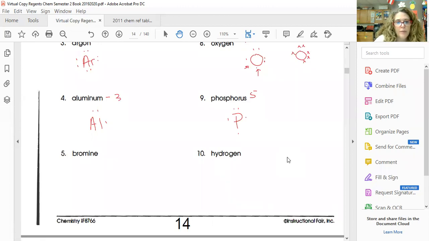So now I have bromine. Bromine has 7 valence electrons. So 1, 2, 3, 4, 5, and then 6 and 7, right? 1 open spot for bromine, 1 electron away from a noble gas. Hydrogen just has 1 valence electron. And there we go. Of course, you could also write it like this, right? So it's all the same. It's just different modeling in the way that we do that.